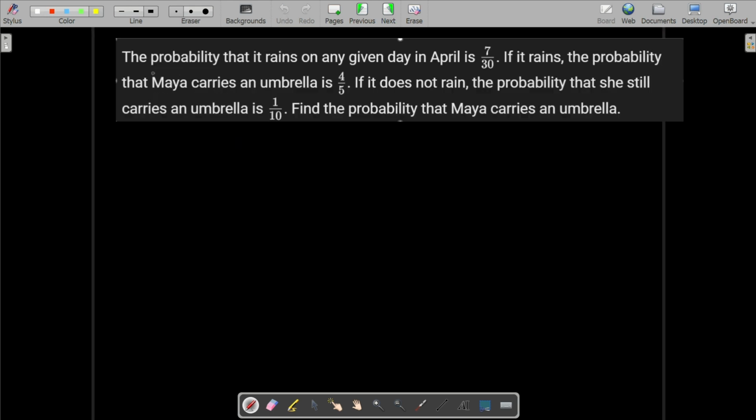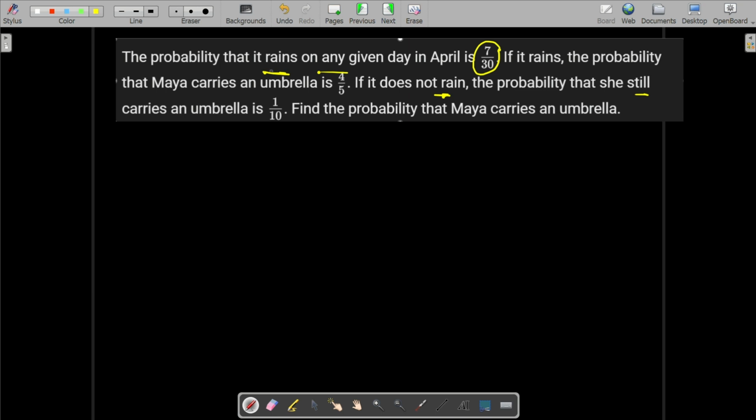Now let's take a look at this question together. The probability that it rains on any given day in April is 7 over 30. If it rains, the probability that Maya carries an umbrella is 4 over 5. If it doesn't rain, the probability she still carries an umbrella is 1 over 10. Find whatever. Here you can't read the question quickly like that. You have to understand what's really going on. So let's analyze this question together.